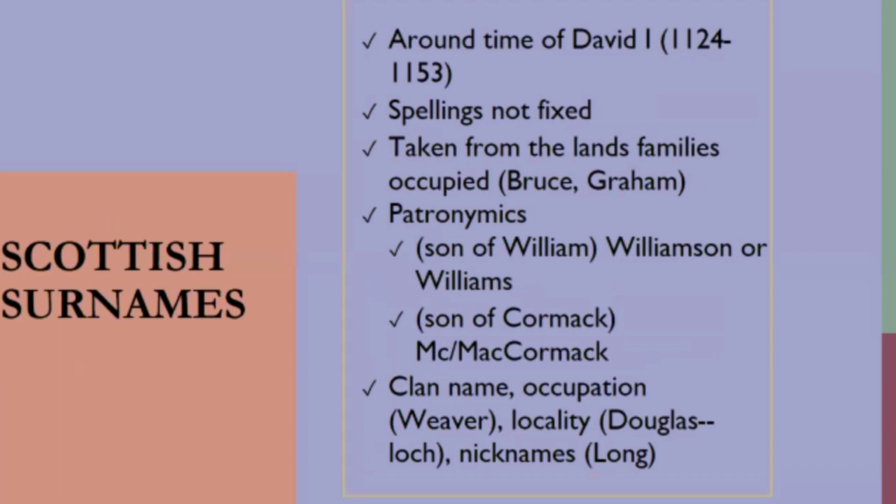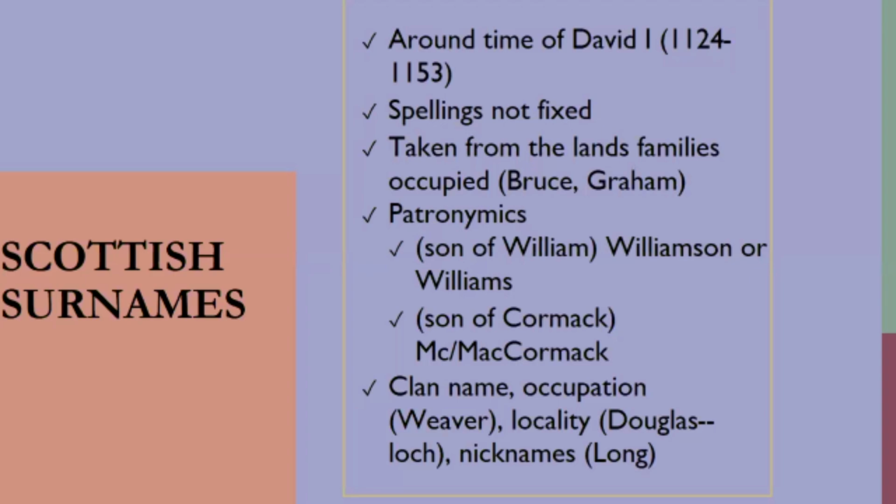It wasn't until around the 1100s that they started adopting surnames. Usually, again, the spellings are not fixed. You've probably found that out as you've done any research in the US. Surnames were spelled differently as time went on, and I'll show you an example of that later on. But they could have taken the name from the clan that they lived under. So they could have adopted the surname of Bruce or Graham, but they may not have been blood relations. They just may have been part of the clan.